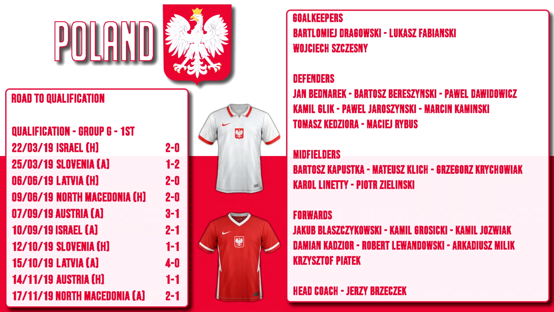The goalkeepers: Bartlomiej Dragowski, Lukasz Fabianski of West Ham, and Wojciech Szczesny, formerly of Arsenal, currently at Juventus, I think. Central defence sees Jan Bednarek of Southampton, Pawel Dawidowicz, Kamil Glik from Monaco, Bartosz Bereszynski, Pawel Jaroszynski, Marcin Kaminski, Tomasz Kedziora and Maciej Rybus. Midfield has Bartosz Kapustka, playing for Leicester, Mateusz Klich of Leeds United, Grzegorz Krychowiak of Lokomotiv Moscow, Karol Linetty of Sampdoria and Piotr Zielinski, who plays for Napoli. And up front we've got Jakub Blaszczykowski, Kamil Grosicki, Kamil Jozwiak, Damian Kadzior, Robert Lewandowski, Bayern Munich, star striker of course, and Arkadiusz Milik, also of Napoli, and Krzysztof Piatek of Hertha Berlin.